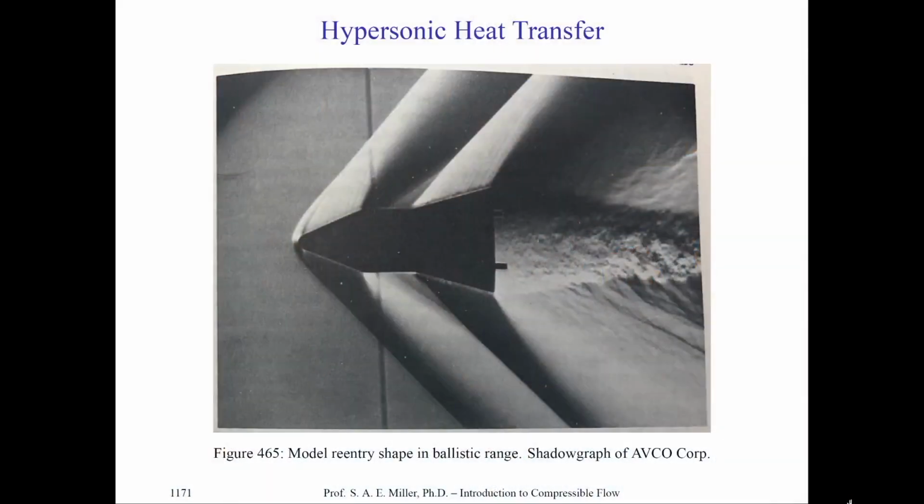Here's one reentry vehicle, which was tested in a ballistic range by the Avco Corp in the form of a shadowgraph. Remember, a shadowgraph is where we send beams of parallel light towards, say, a white piece of paper and take a picture of the shadow that's cast by the vehicle. And so, of course, here the camera is taken behind the shadowgraph.